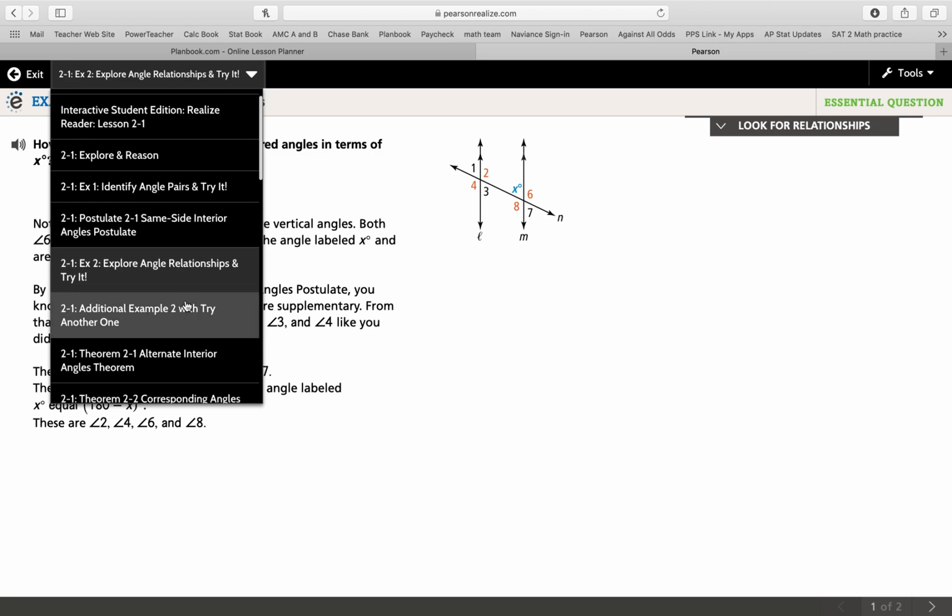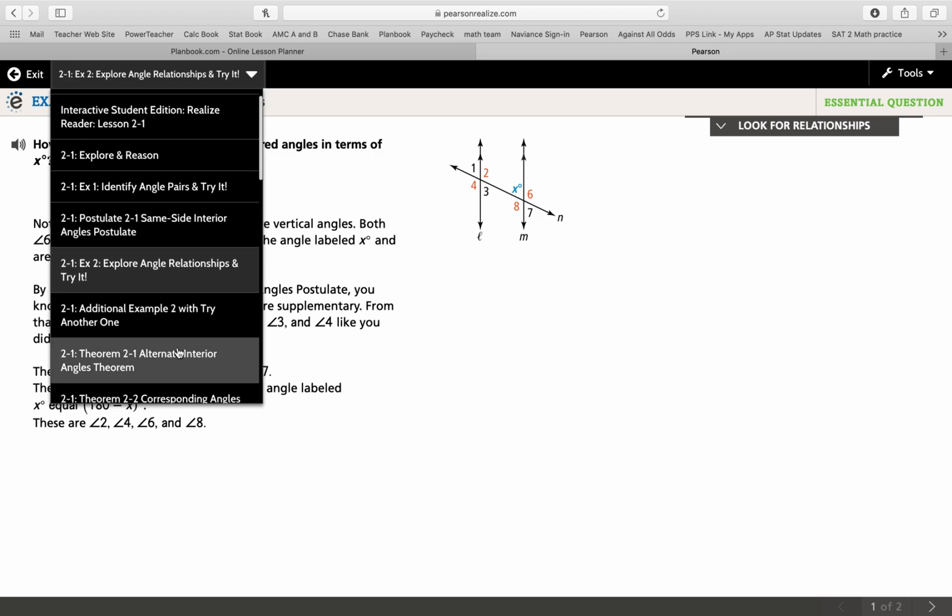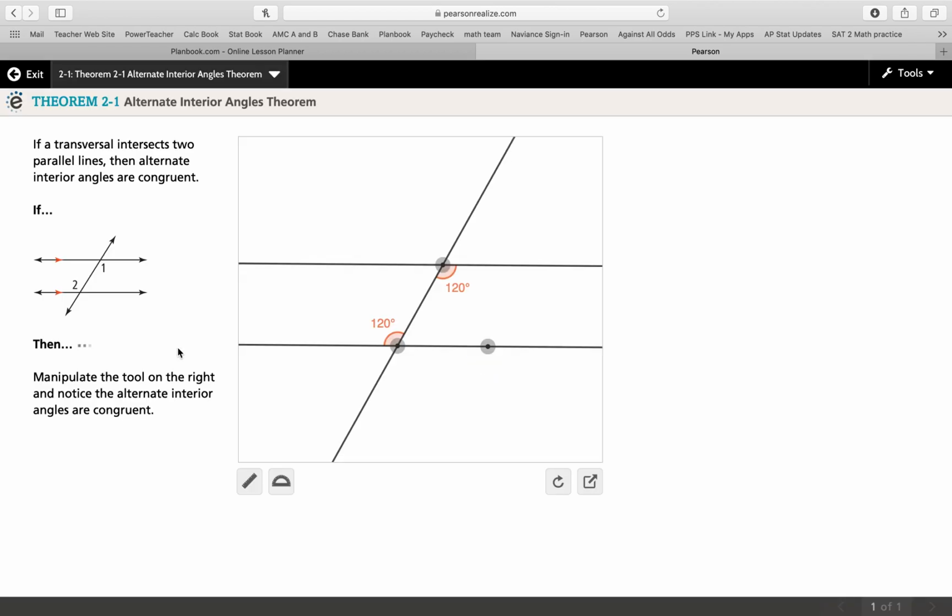So we have that same side interior angles are supplementary. Then we have alternate interior angles, which we just recently talked about. If a transversal intersects two parallel lines, then the alternate interior angles are congruent. Again, if I have two parallel lines cut by a transversal, then angle 1 and angle 2 are congruent. So same side interior angles are supplementary, and alternate interior angles are congruent.